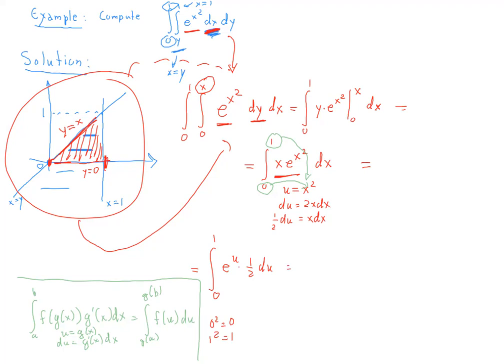But the bottom line is that this will be 1/2 e to the u. That's the antiderivative from 0 to 1, which will give you 1/2 e minus 1/2 e to the 0, which is simply 1/2 e minus 1/2. Sometimes people might write this as (e minus 1)/2, but it doesn't matter. That's not the biggest concern of ours at this point.